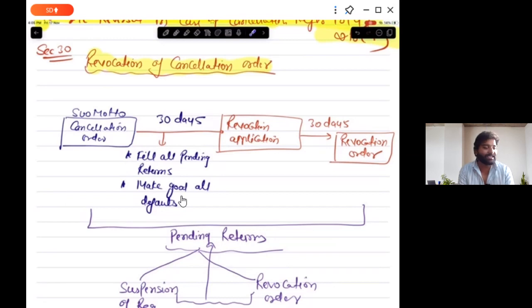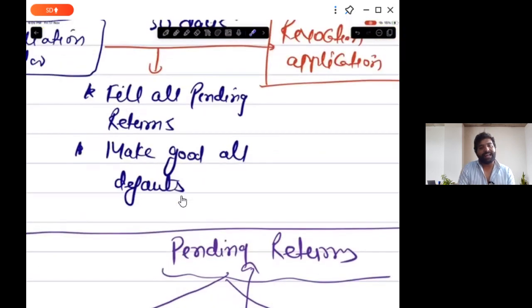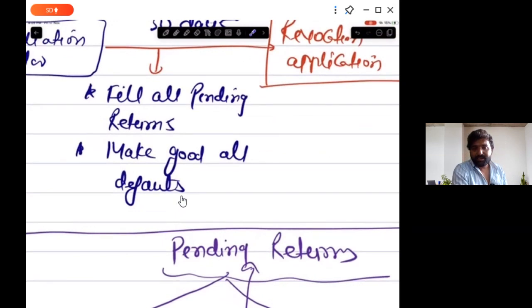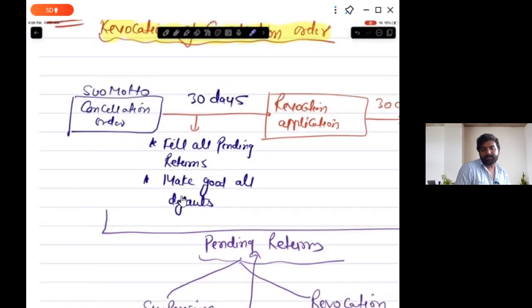And you know what this section says? This section says that if your GST got cancelled, and you have received the cancellation order, then you will get 30 days to make your fault right. If you have not filed the returns, then file all the pending returns, make all your defaults good. Then come to us with a revocation application, and that is required to be filed within 30 days.